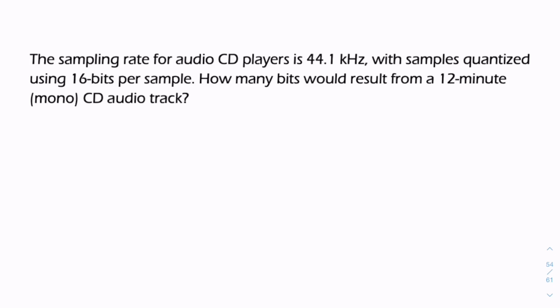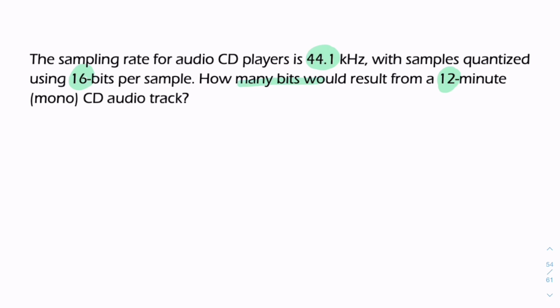What's described in this question is the digitization for a CD player. So it's the digitization of the audio that's to be recorded on a CD player. And we're given 3 bits of information. We're given the sample rate, we're given the bit depth of the quantizer, and we're given the time, the duration of the track that we're digitizing. And the question is, how many bits, how much data are we generating?